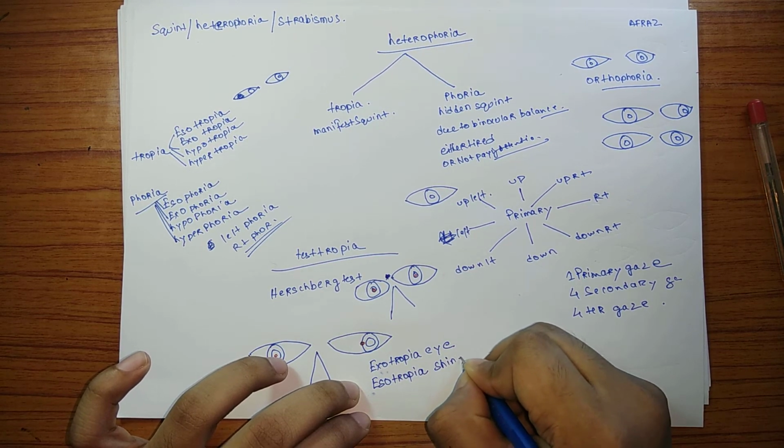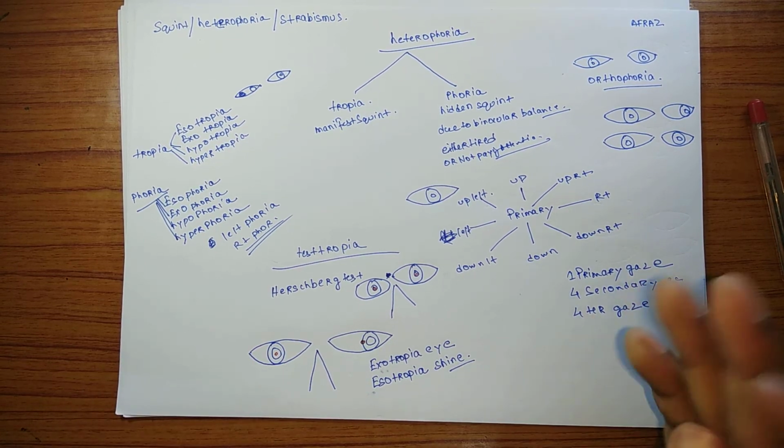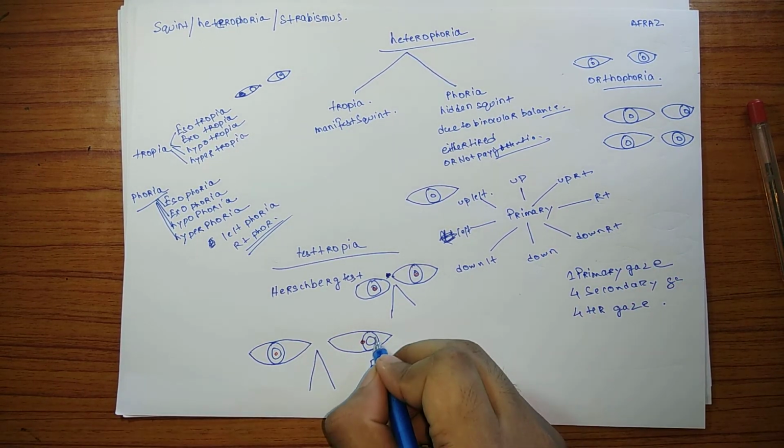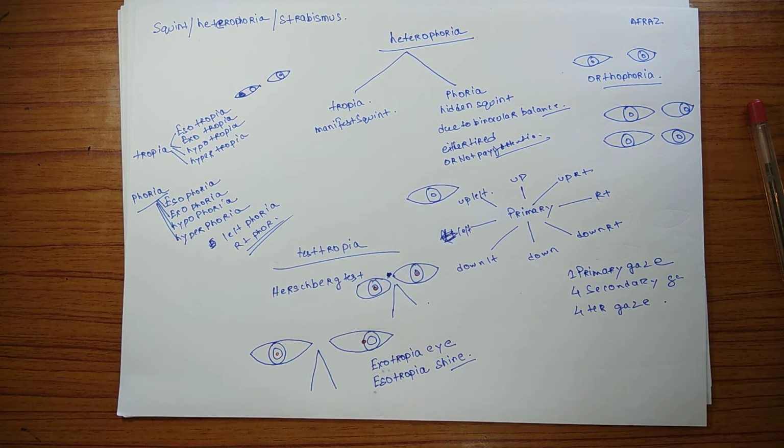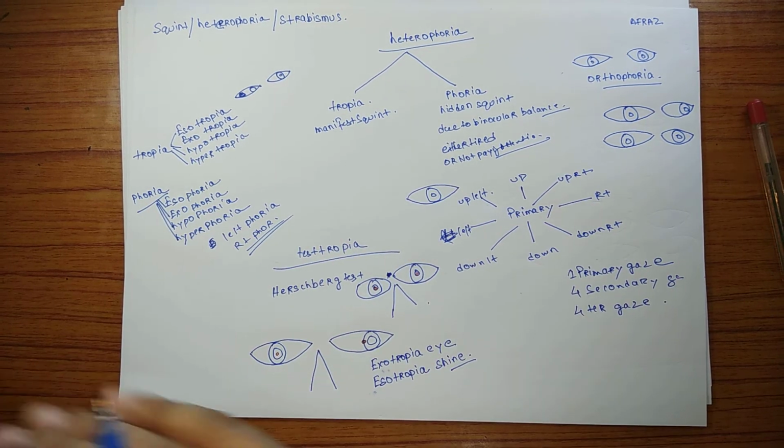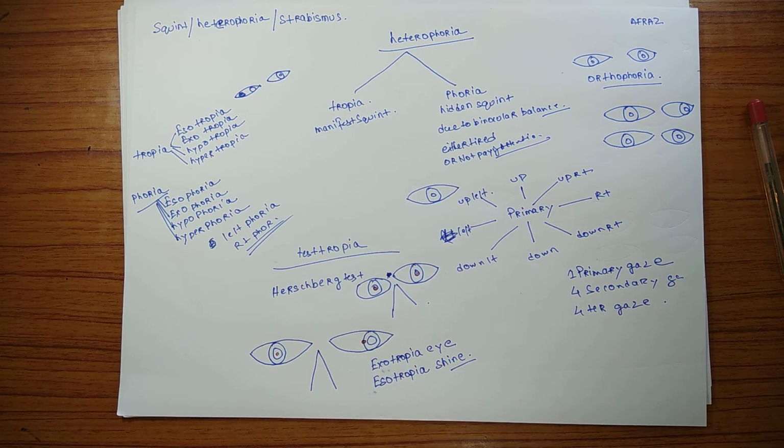shine. So whatever the shine is, make it opposite, because if the eye goes outward, then only the shine will move inward. If the shine is inward, the eye goes outward. So if the shine is exo, that means the eye is iso. If the shine is iso, the eye is exo. If the shine is hypo, the eye is hyper. If the shine is hyper, the eye is hypo. Exactly opposite. That's what you should remember.